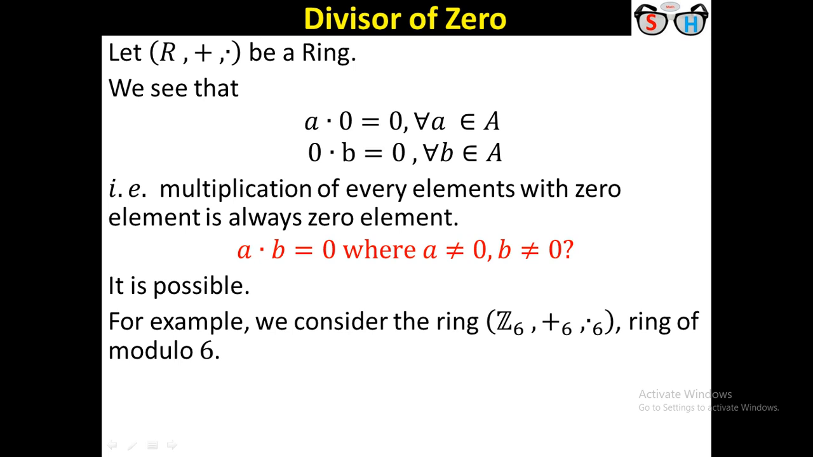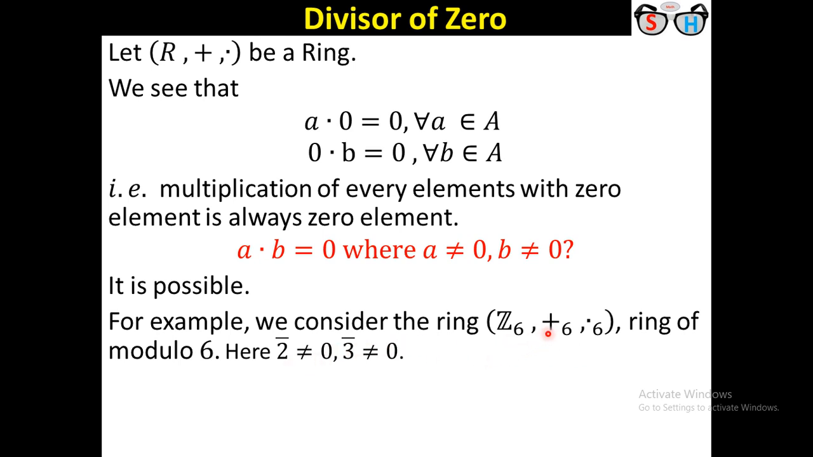Similarly, the product can be calculated in the same process. 3 bar times 4 bar means 12 bar. 12 bar means 0 bar, because the remainder when 12 is divided by 6 is 0. In Z6 the 0 element is 0 bar. We write 0 bar simply as 0. Here 2 bar and 3 bar are non-zero elements. Non-zero means not equal to the 0 element of the ring Z6, it is not the 0 of the real numbers.